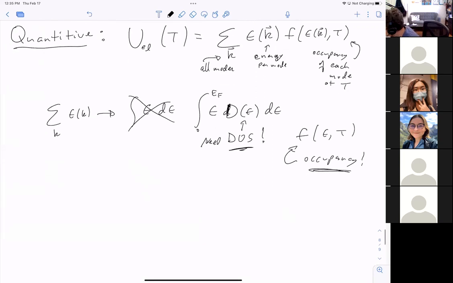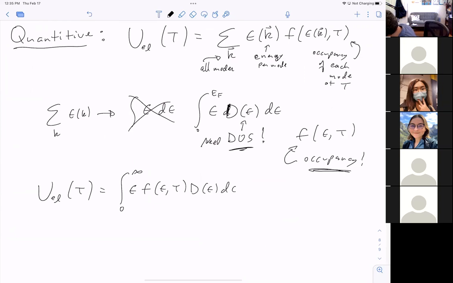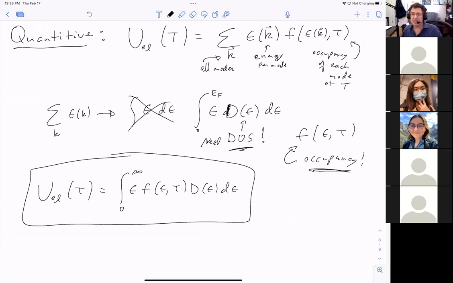Because what we're going to calculate in the end, this is the final thing, is the energy of the electrons, which is equal to the integral from 0 to infinity of epsilon times f(epsilon, T) times the density of states, dE. That's the energy. That's the thing we want to understand. And we'll talk about that next time.